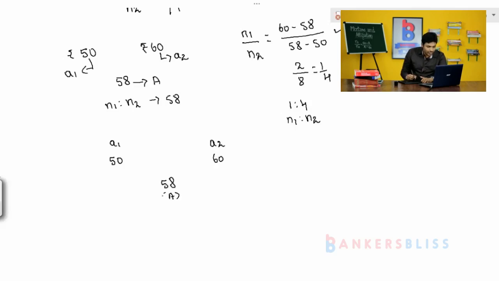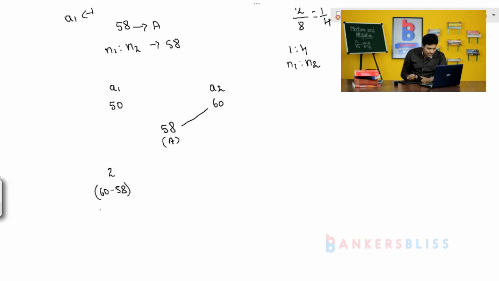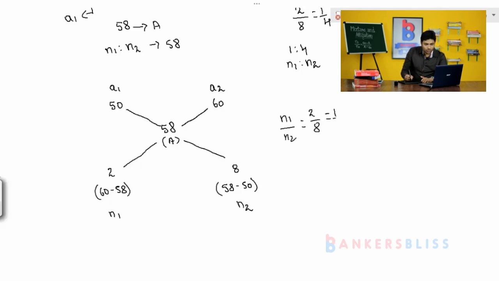Then you subtract these two, 60 minus 58. So how much are you going to get? That is 2. This is N1. Next, what you have to do? You subtract 58 and 50. So 58 minus 50, you are going to get 8. So this is called N2. Therefore N1 by N2 is equal to 2 by 8, which is equal to 1 by 4.